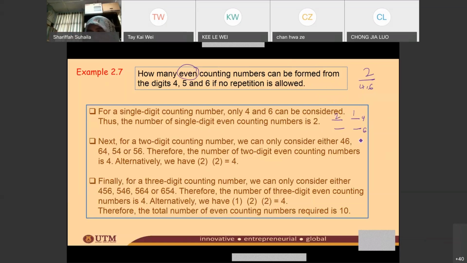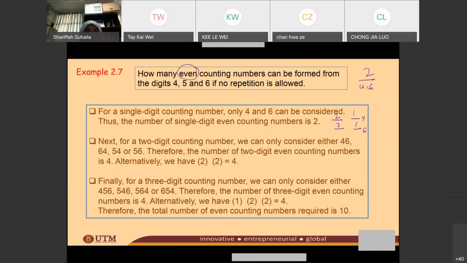So second line, second order, katakan yang 6 ni saya dah fixkan. So only satu cara je nak letak nombor 6 tu, so only 1. Yang kat depan dia, again, without repetition, so it can be either 4 and 5. So 2 possible ways. So that means you have 2 plus 2 lah. So in this case, you have 4 possible ways.